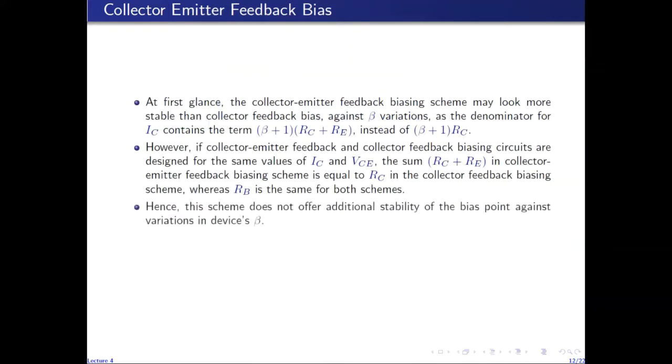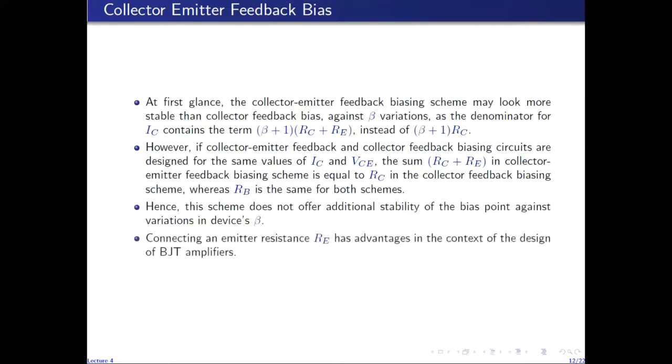So this collector emitter feedback bias does not offer any additional stability of the bias point against variations in the beta of the transistor. So why do we connect RE? There are advantages of connecting RE, this emitter degeneration resistance, which will be discussed when we discuss the design of the voltage amplifiers.